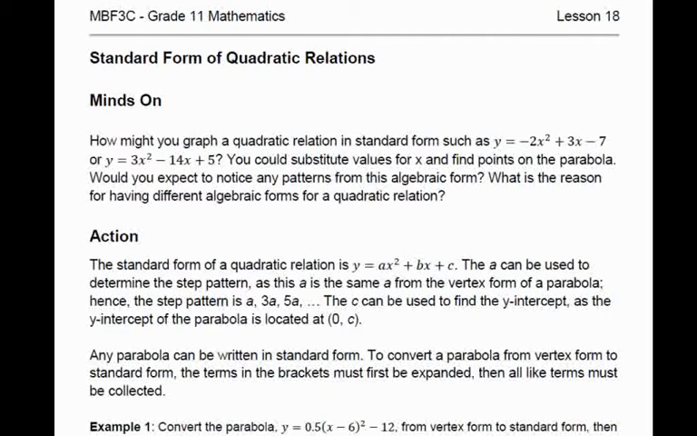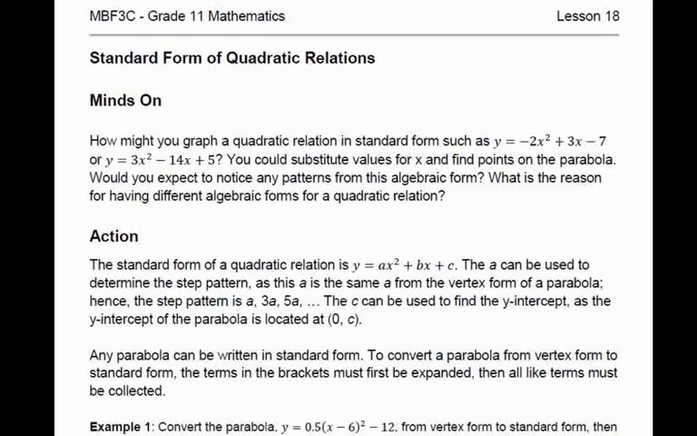So two examples that are given in the minds on section, we have y equals minus 2x squared plus 3x minus 7. That is the standard form or expanded form of a quadratic relation. We can't make that any simpler. We can't combine the minus 2x squared with the 3x or with the minus 7. The other one that's given is y equals 3x squared minus 14x plus 5. Again, there's nothing we can do with that. It's already fully expanded. We can't simplify it any further.